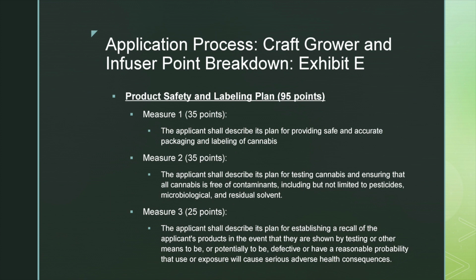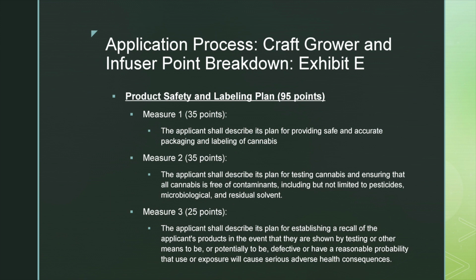This exhibit is worth 95 points, and the first measure is worth 35 points. It asks for the applicant to describe its plan for providing safe and accurate packaging and labeling of cannabis. Measure 2, an additional 35 points, asks the applicant shall describe its plan for testing cannabis and ensuring that all cannabis is free of contaminants, including but not limited to pesticides, microbiological, and residual solvent.